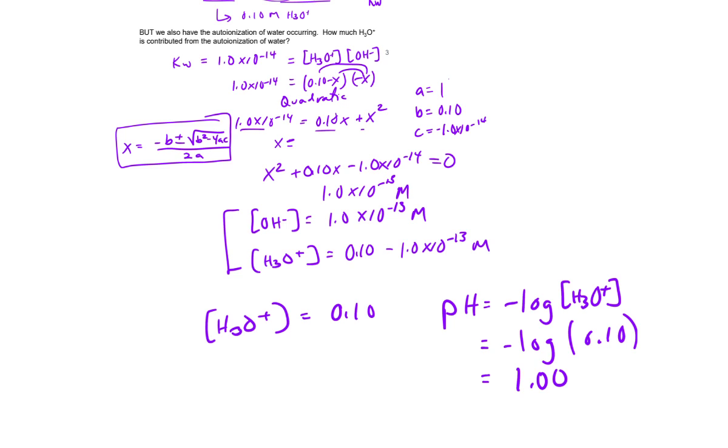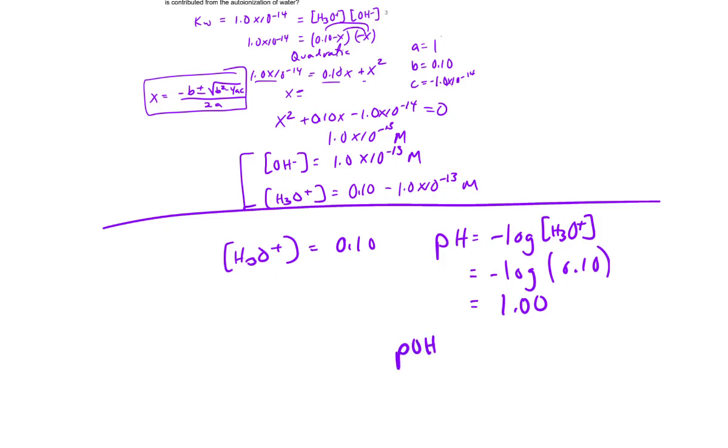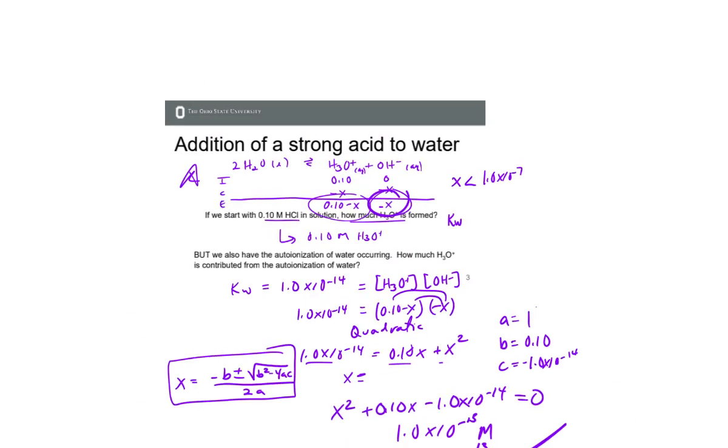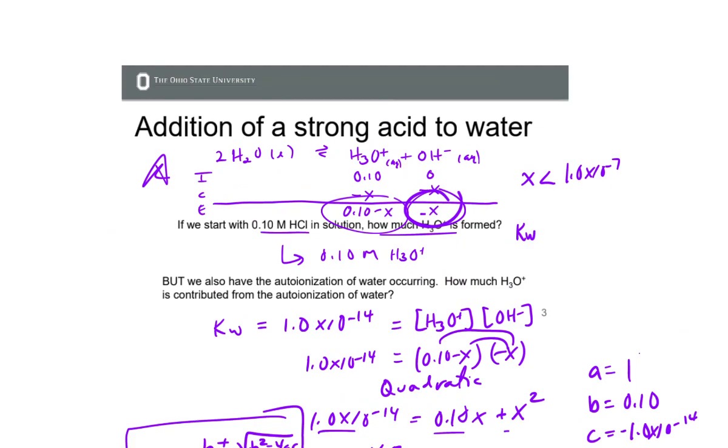And what does that make the pOH? At 25 degrees Celsius, we can solve for pOH: 14 minus the pH, 13. We could get those same values from the ice table that we calculated. OH minus we calculated as 1 times 10 to the minus 13. Take minus the log of that, and you get 13 for the pOH. And what happens when you subtract 1 times 10 to the minus 13 from 0.1? You end up with approximately 0.1, right? So the point of this slide is that when we add a strong acid to water, the autoionization, the H2O in equilibrium with H3O plus and OH minus, is negligible.